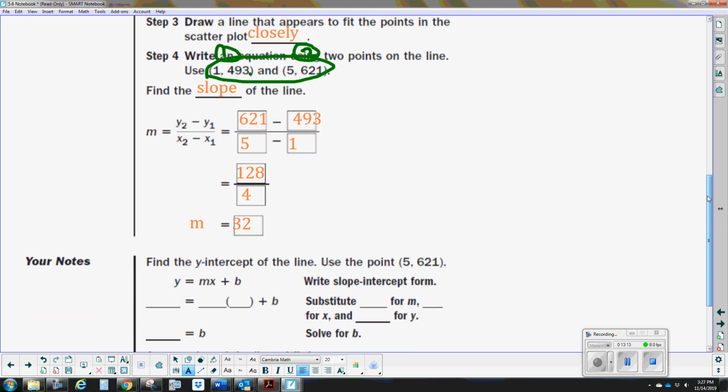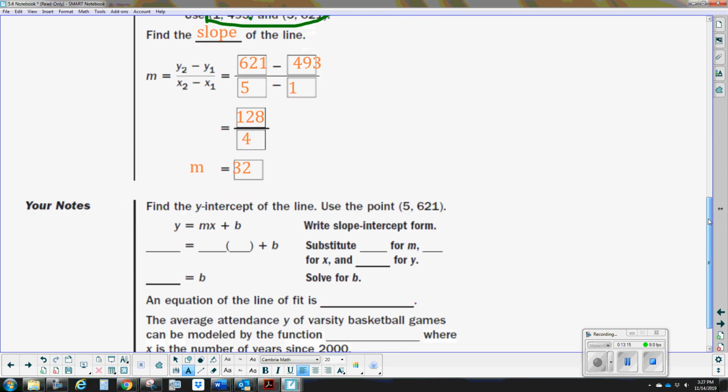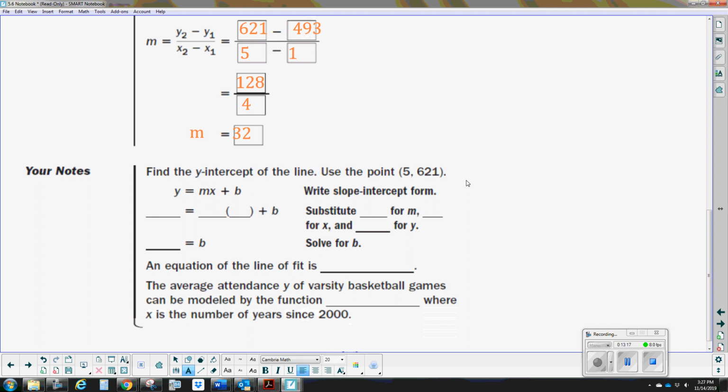But I'm going to look at now writing it into an equation of a line. So it says find the y-intercept of the line, use the point (5, 621). So again, you can use point-slope form or you can use slope-intercept form. Here we're going to use slope-intercept form. So I have my slope, that's 32. So I'm going to substitute 32 in for m.